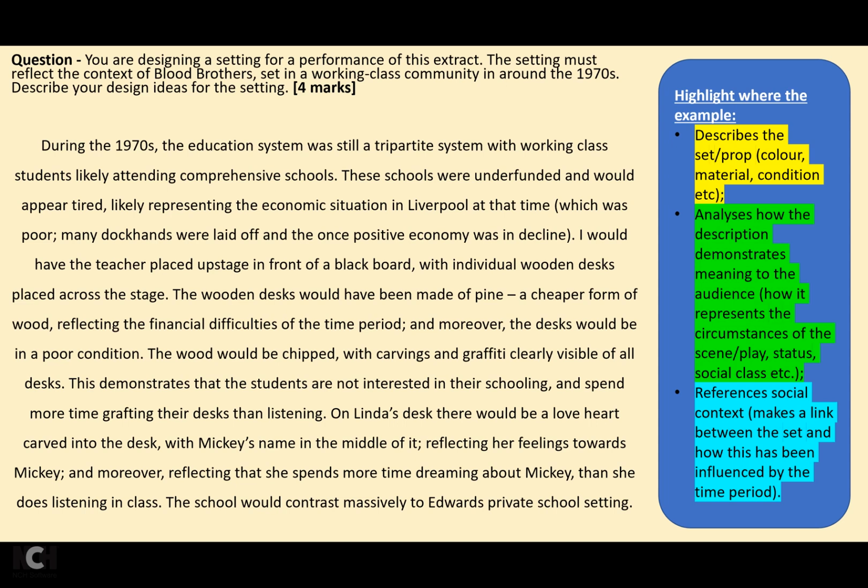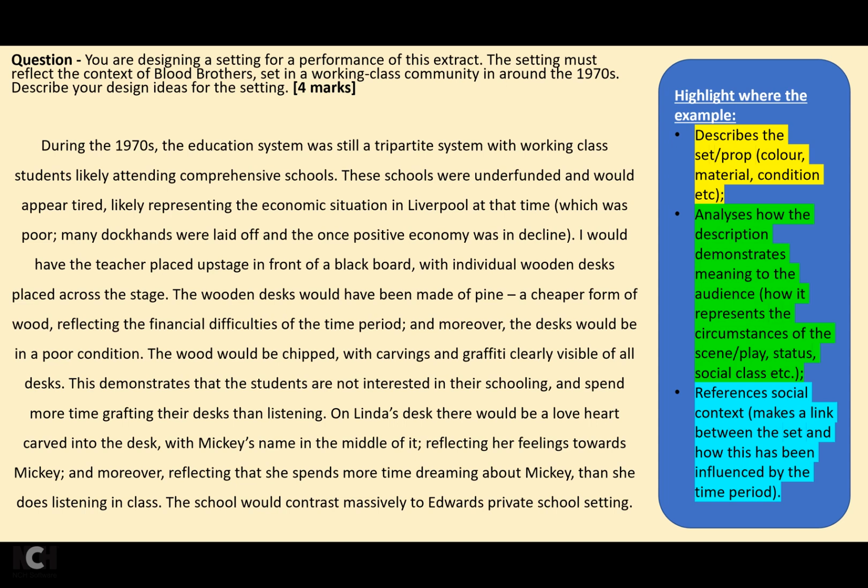I have the teacher placed upstage in front of the blackboard with individual wooden desks placed across the stage. The wooden desks would have been made of pine, a cheaper form of wood reflecting the financial difficulties of the time period. And moreover, the desks would be in a poor condition. The wood would be chipped, with carvings and graffiti clearly visible on all desks. This demonstrates that the students are not interested in their schooling and spend more time graffitiing their desks than listening.